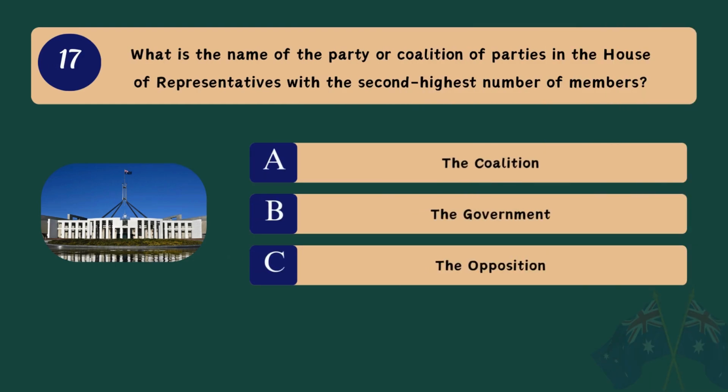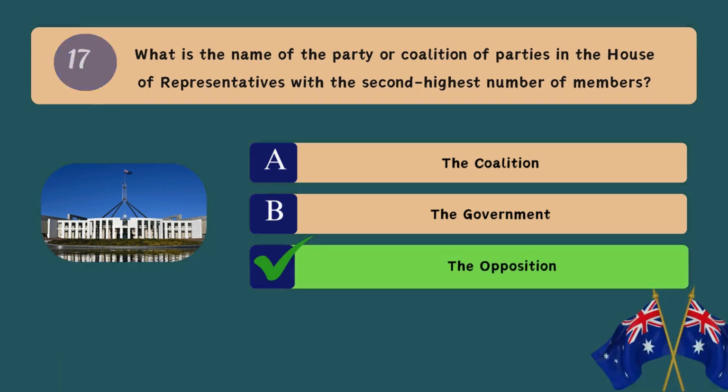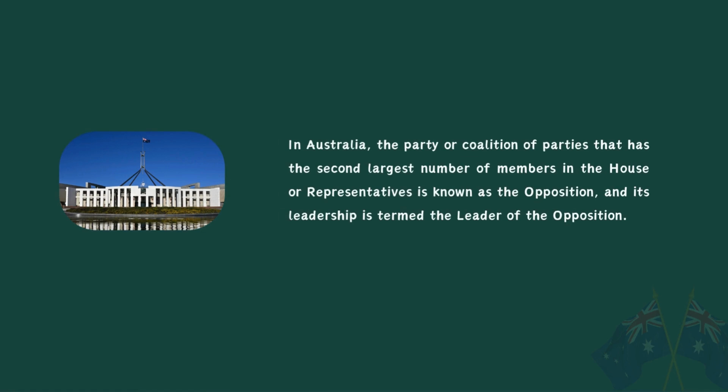Question 17. What is the name of the party or coalition of parties in the House of Representatives with the second highest number of members? A. The coalition, B. The government, C. The opposition. Correct answer C. The opposition. In Australia, the party or coalition of parties that has the second largest number of members in the House of Representatives is known as the opposition, and its leadership is termed the Leader of the Opposition.